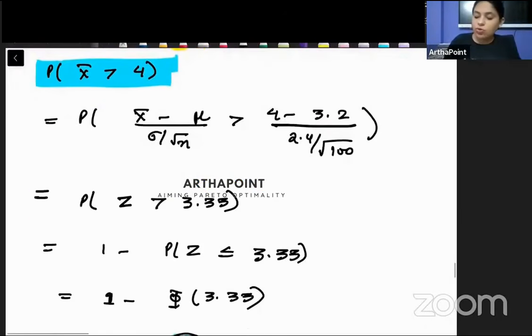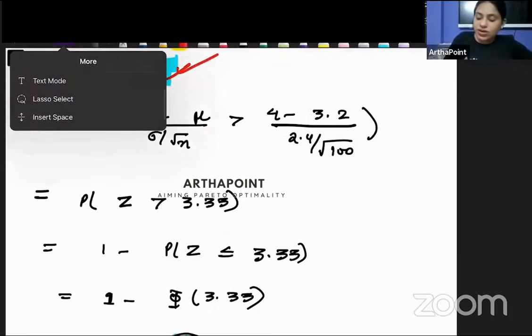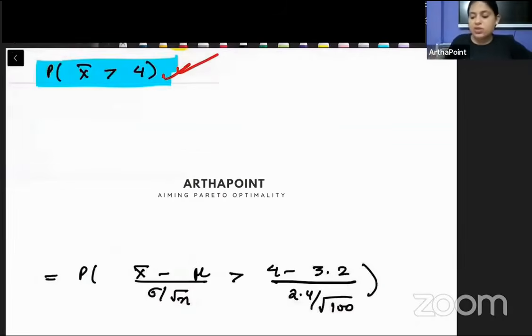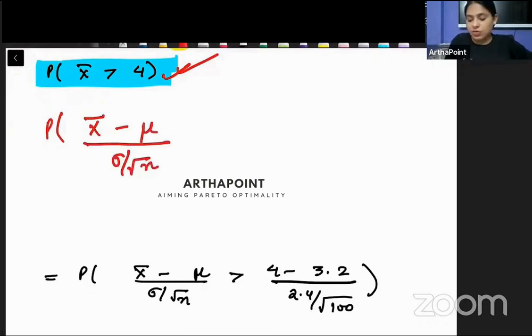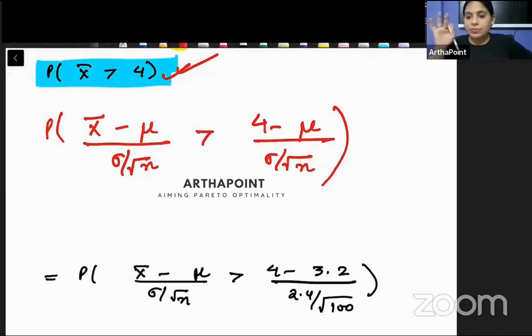So now I want to find out the probability that the mean is more than 4. So what can you go ahead and do? Again, because the central limit theorem can be applied, you will convert this into a standard normal variable. So X bar minus mu upon sigma by root n greater than 4 minus mu upon sigma by root n. You can go ahead and put the values.